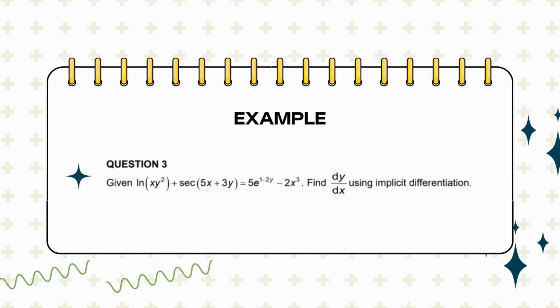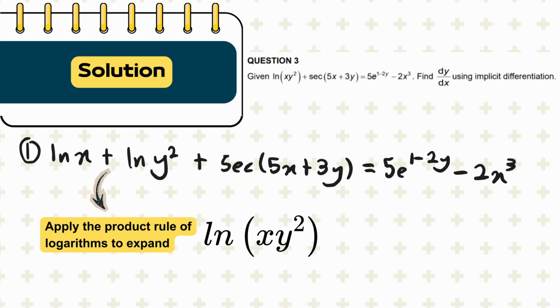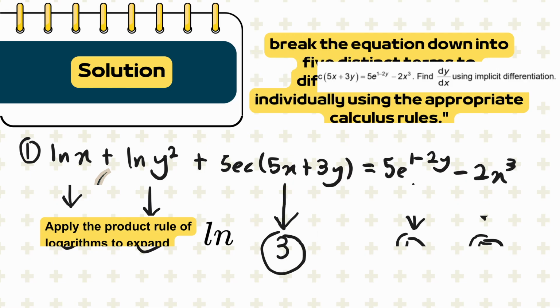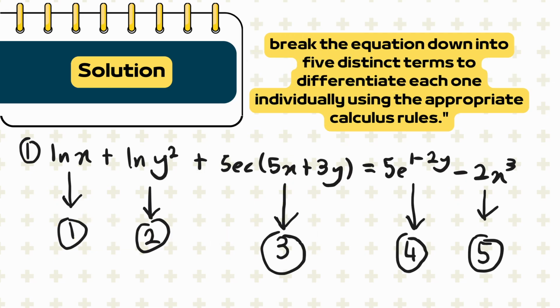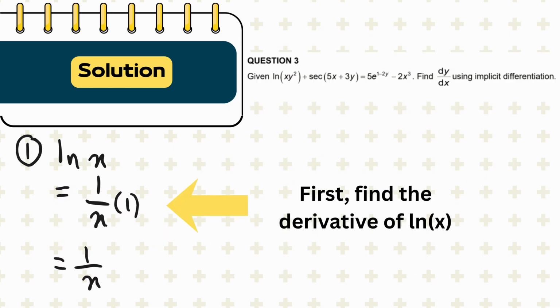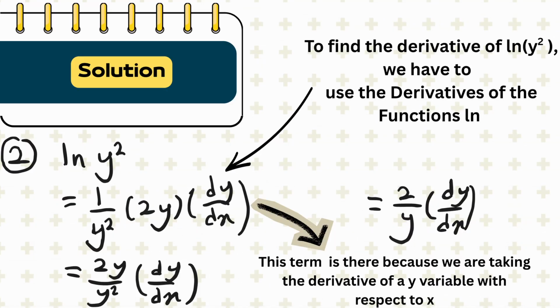For this topic and question, we are finding dy/dx using implicit differentiation for this equation. Let's break it down step by step. Before differentiating, we apply the product rule of logarithm to expand ln(xy²). This splits up into ln x plus ln y², so it's much easier to work with. Now we differentiate. The derivative of ln x is 1 over x. For the next part, the derivative is 2 over y dy/dx, because we are taking the derivative of a y variable with respect to x.